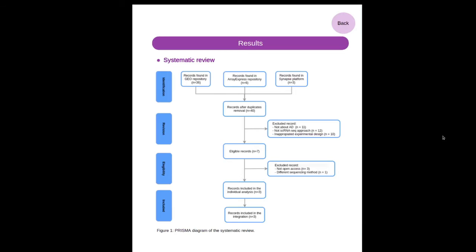Here we can see a diagram that summarizes the systematic review. Basically, we apply some inclusion and exclusion criteria that afforded the selection of 3 studies.